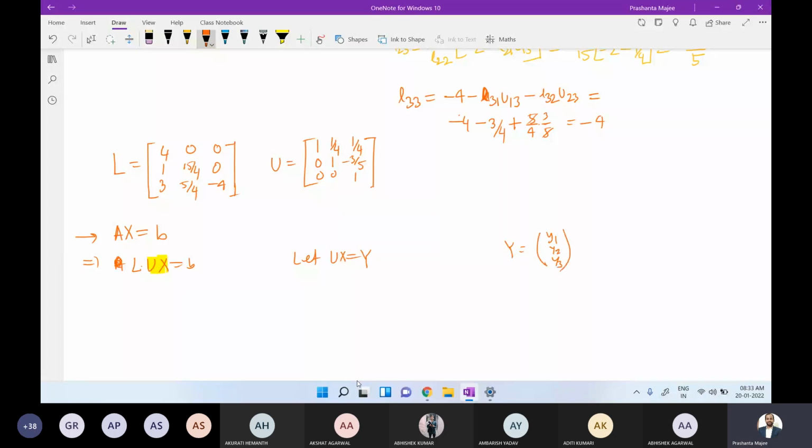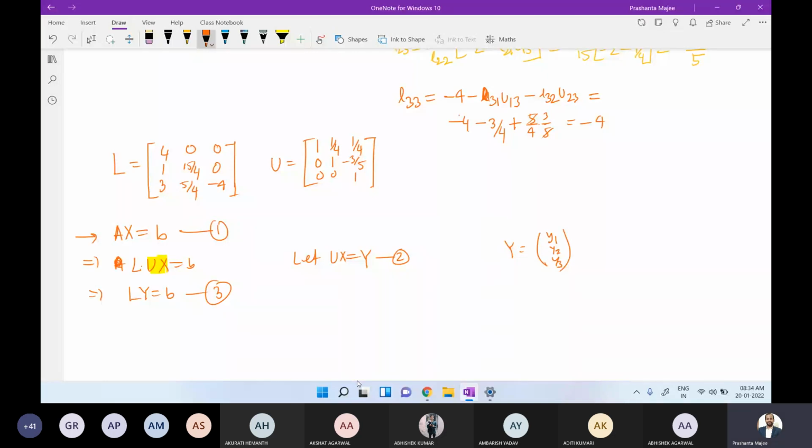Then what will happen to the given system? It will become Ly equals to B. So now from the given system 1, we have two subsystems, 2 and 3. If you solve 2 and 3, you will get it one by one. In sequence, you first solve subsystem 3, then you solve subsystem 2, and that will give you the solution of the given system AX equals to B.